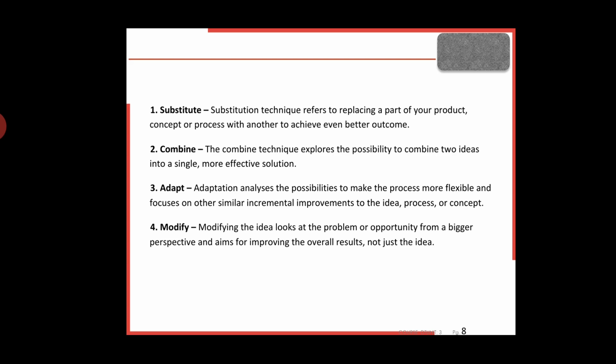And then in scamper, C. The C says combine. What if we combine? The combine technique explores the possibility of combining two ideas into a single one. If we take two ideas and clump them, in the sense we combine two ideas into a single one, and a more effective solution.